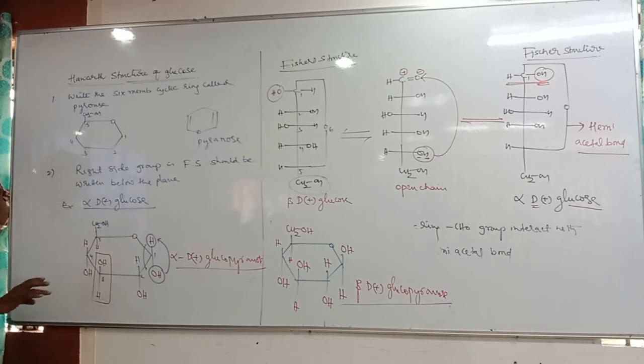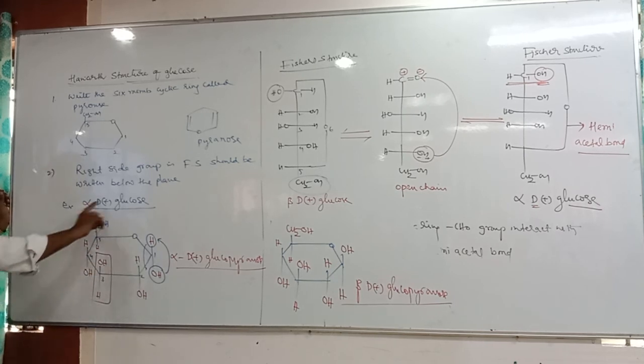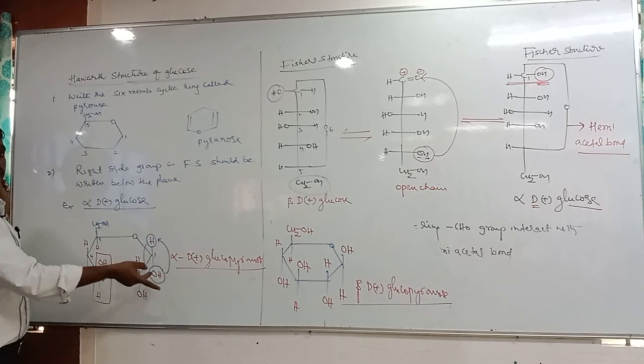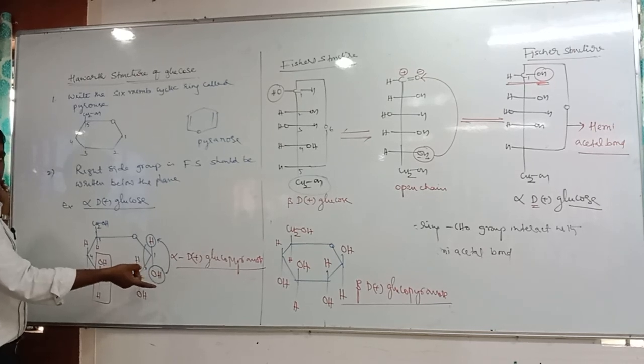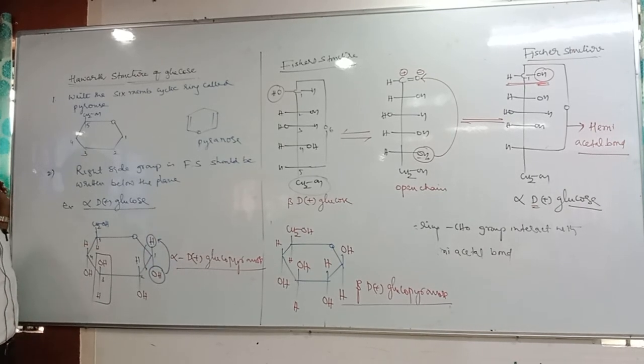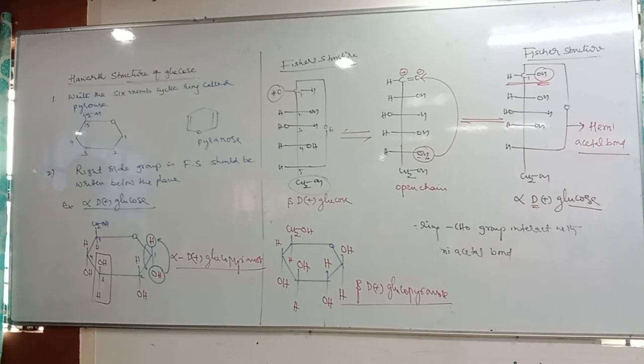Now, how to remember alpha D plus glucopyranose? In alpha D plus glucopyranose, just remember all the OH groups are below except one carbon, the third carbon. Only the third carbon OH is above. Remaining all the OH are below. Understand? In beta, only the first carbon changes. That is beta. Okay, so we'll continue in the next class.